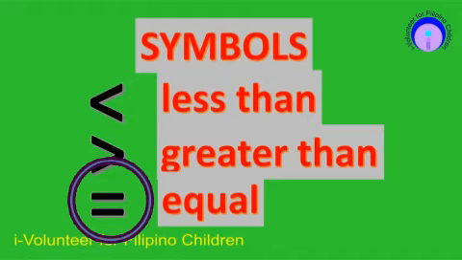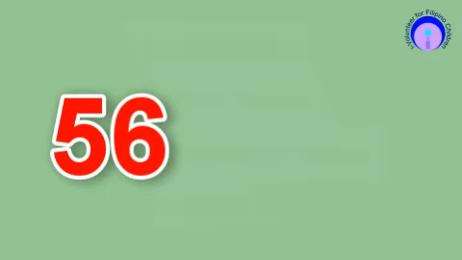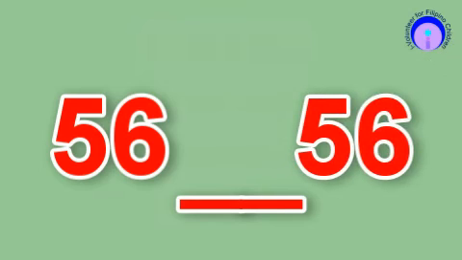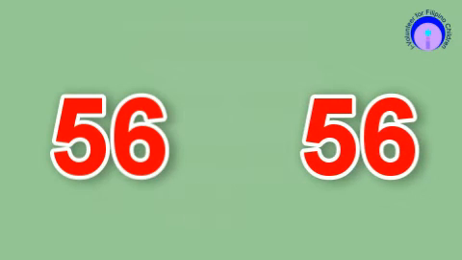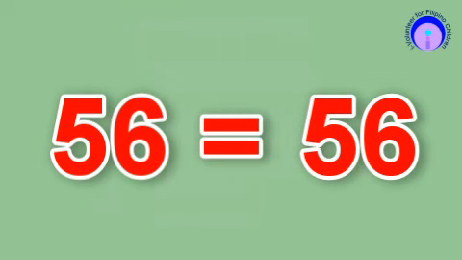The next symbol we are going to discuss is the equal sign. It means both numbers are the same. For example, 56 is compared to 56. They have the same value. Therefore, the symbol we are going to use is the equal sign. Now, it is read as 56 is equal to 56.